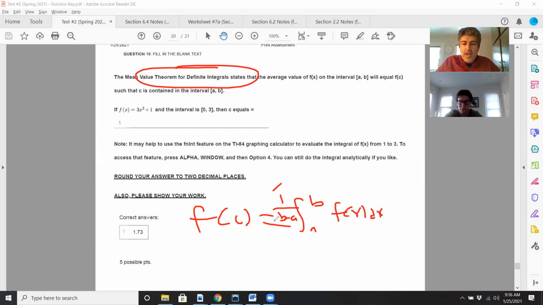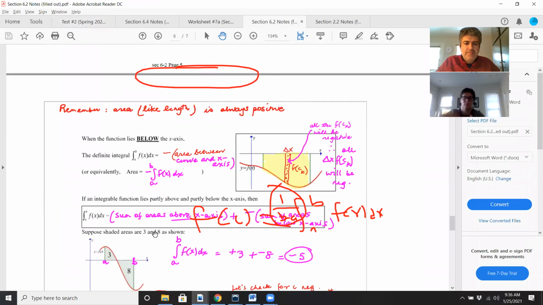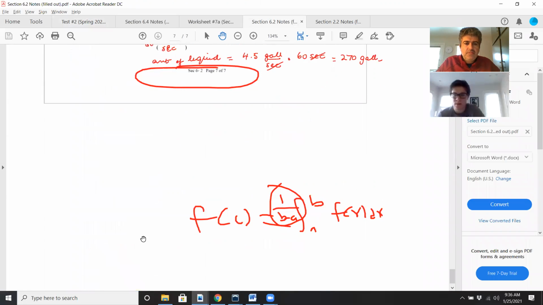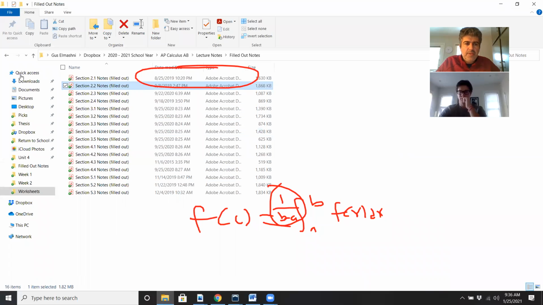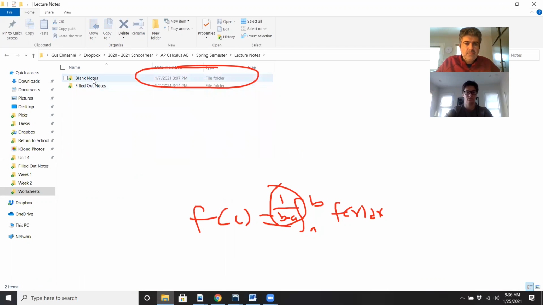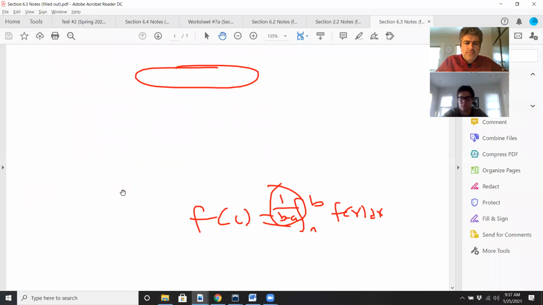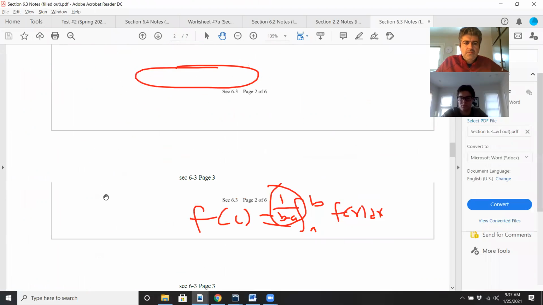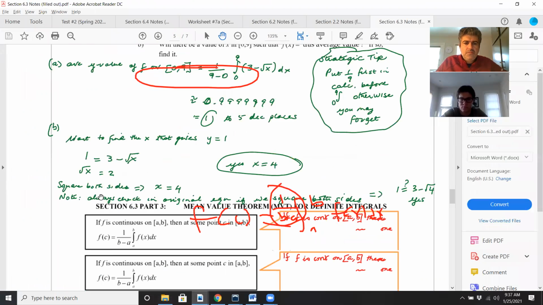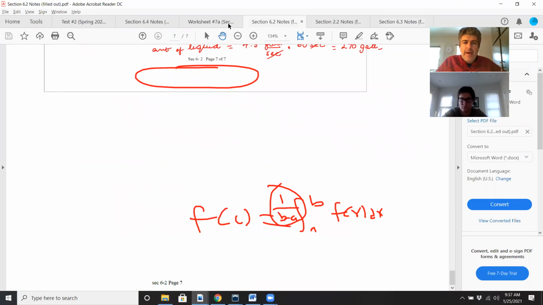So that's what you've got to do. Some of you forgot about the 1 over b minus a part. You go to your notes, it has it. Maybe it was under 6.3. Let's go back. Yeah, that's it. So many of you forgot about the b minus a part, so you've got to be very mindful about it.